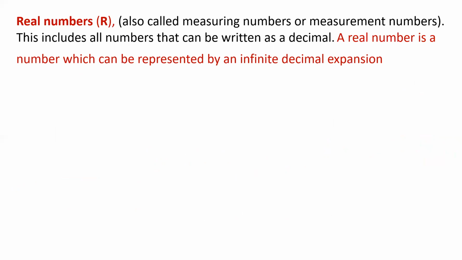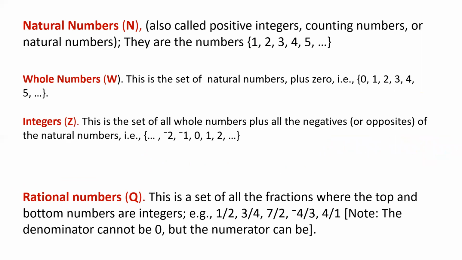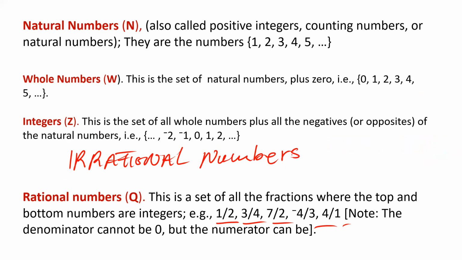Okay, so what are real numbers? Before we talk about real numbers, let me tell you that apart from rational numbers, we also have another set which is known as a set of what? Irrational numbers. These are some of the examples of rational numbers. But irrational numbers are simply the opposite of rational numbers. By definition, irrational numbers are numbers that cannot be expressed in the form a over b.